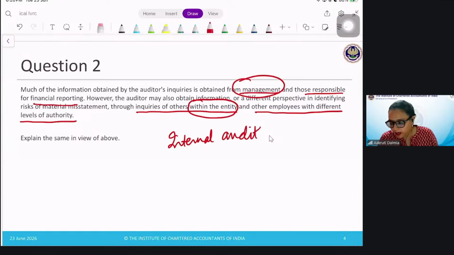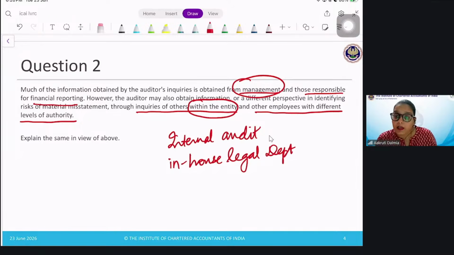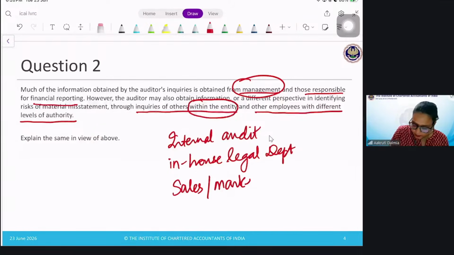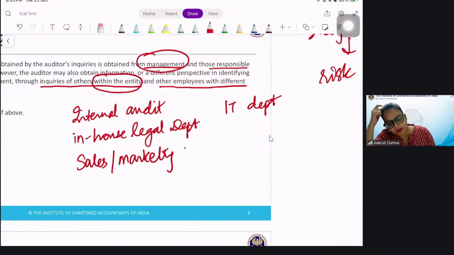Possible? There can be an internal audit department. Yes or no? There can be an in-house legal department. If we talk to them, we can get some good information. There will of course be normal sales, marketing, all this kind of departments. Yes or no? Very important, there might be one IT department in the company. Yes or no? Think about these departments.